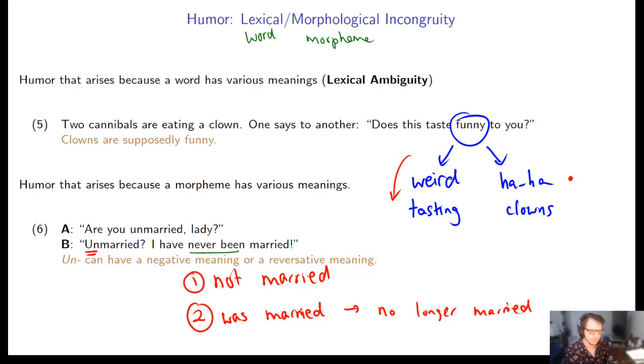So there's an example of a morpheme, and up here was an example of a word. So we can have humor in that direction too.